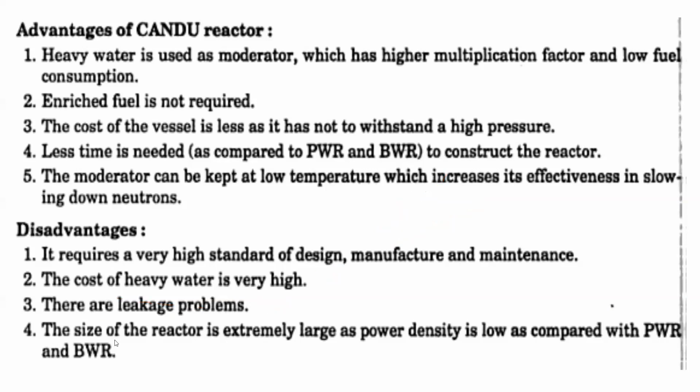Now the next is that the size of the reactor is extremely large, as the power density is low compared with the PWR and BWR. Because of this construction, it requires a large number of cylindrical steel cylinders for pressure, so we require very high space. Extremely large size is required compared with your BWR and PWR. So these are some disadvantages with respect to your Canadian reactor.